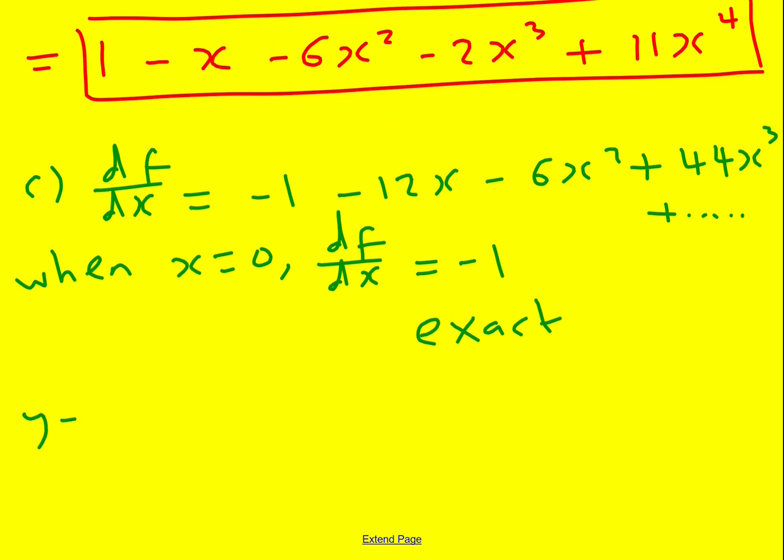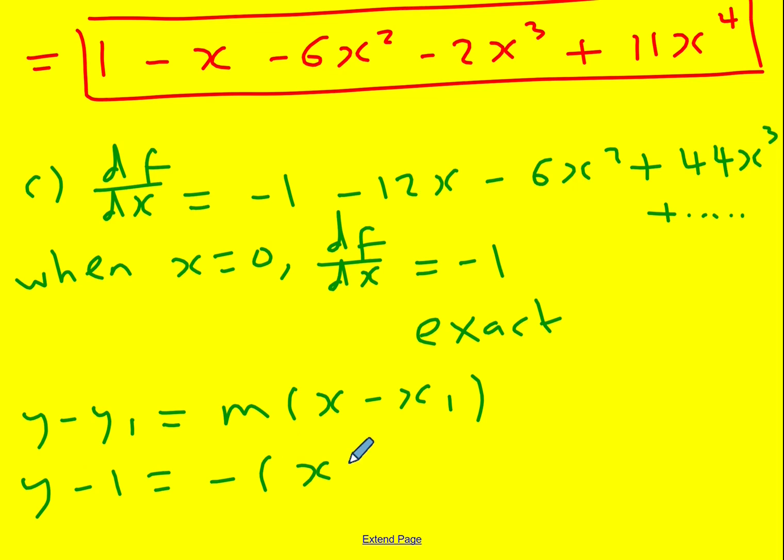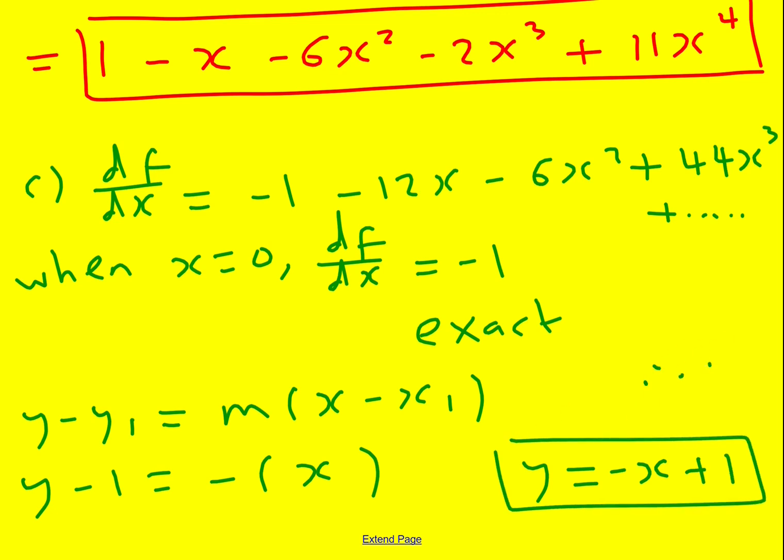So we can use y minus y1. We've got the point that it goes through when x is 0, y equals 1. We've got the gradient. So this is actually really quick. Just have to recognize to use this expansion. It's really neat. So y minus 1 is going to be minus x minus 0. I don't even need to write that in. So y is going to be minus x plus 1. That is the equation of our tangent. Really nice answer to this question. Good question.